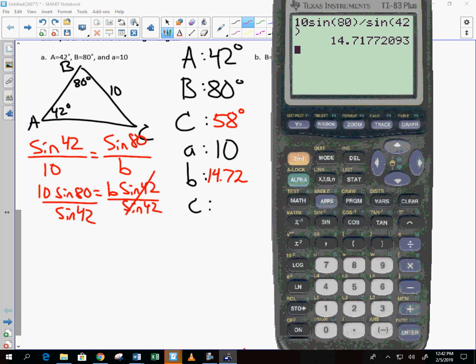Can I use the Pythagorean theorem to find C? Why can't I use the Pythagorean theorem? It's not a right triangle. So you have to set up the law of sines. Go ahead, set up the law of sines, and find side C on your own right now. Ready, set, go.